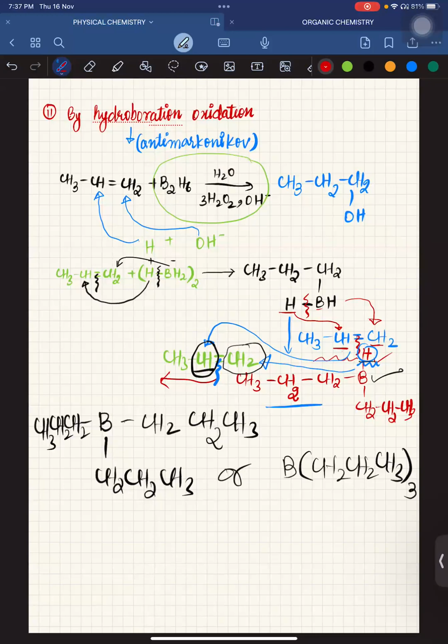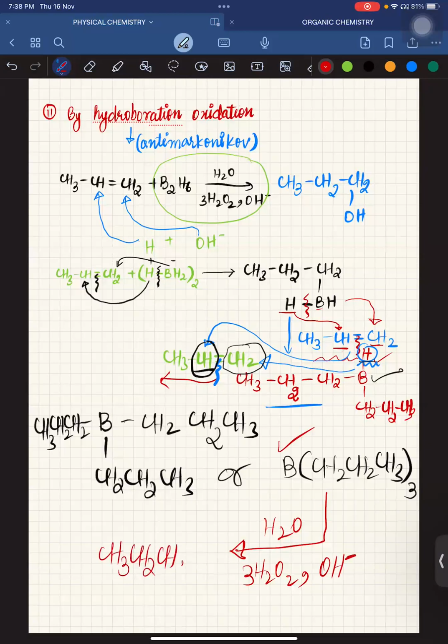And after getting this, you are going to hydrolyze it in the presence of 3 moles of peroxide and alkaline medium, base. Then you will directly get, remove this B and add OH there. At the place of B, add OH, and it will be 3 moles. Plus there will be a byproduct, boric acid, B(OH) whole thrice.